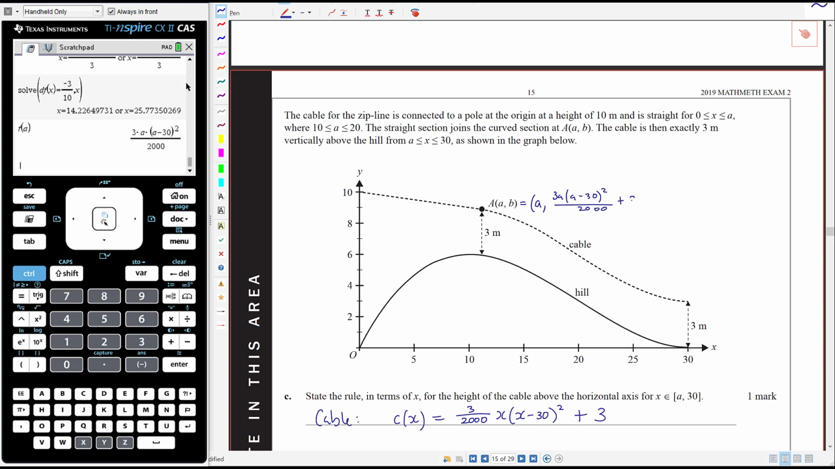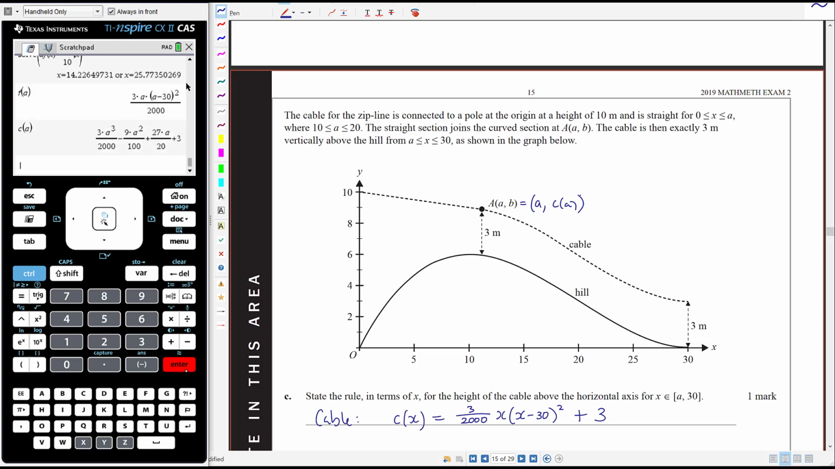Oh, but it's plus 3 because it's on the cable. Sorry, so it's actually C of A, which we have defined. So that's good. Okay, so actually we wanted C of A, which would be that one. So the gradient at this point is either going to be rise over run from the straight line section, so that would be 10 minus C at A over 0 minus A, or it's going to be the derivative of the cable, or the hill, it doesn't matter, it's the same thing, the derivative of the cable at A.